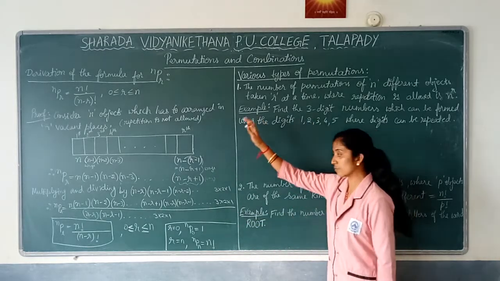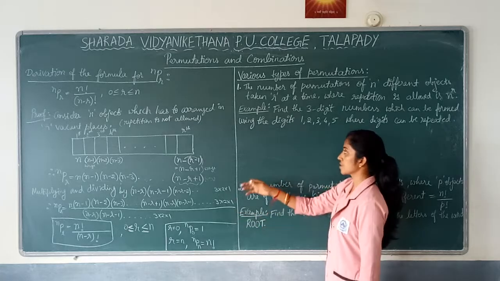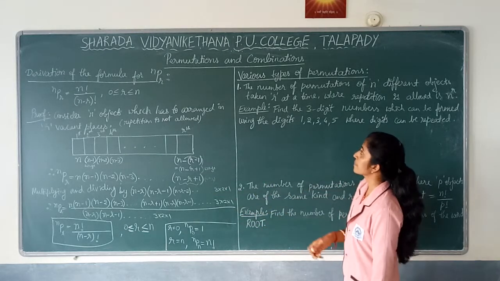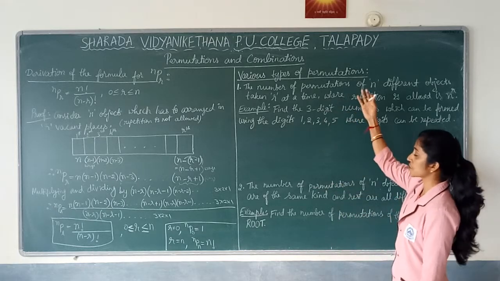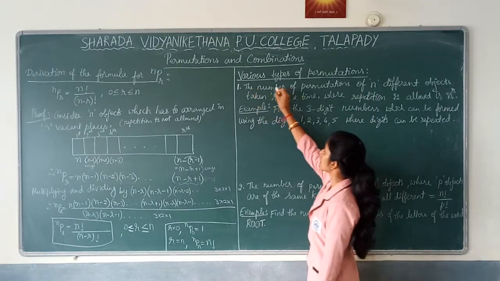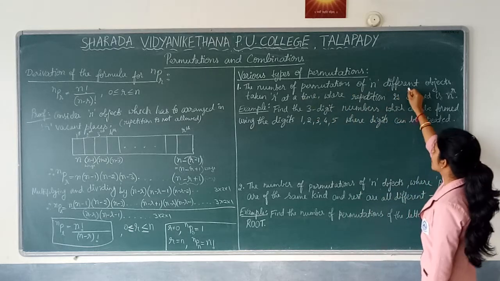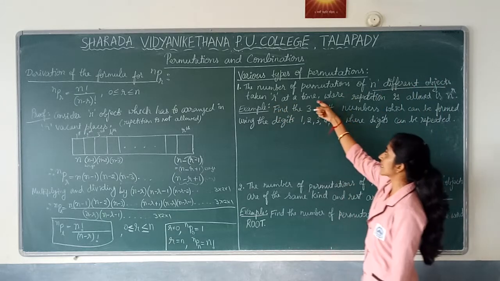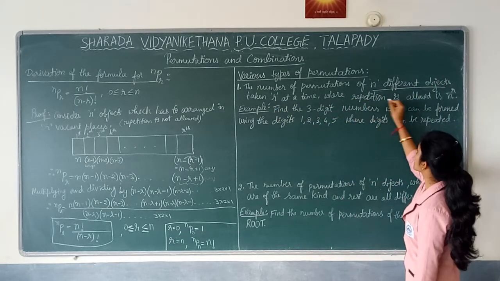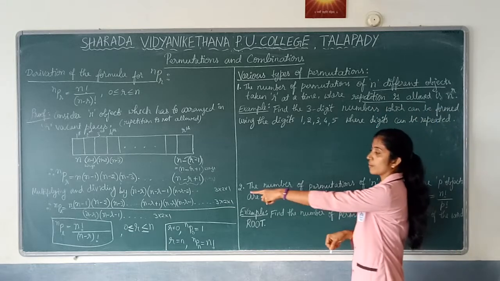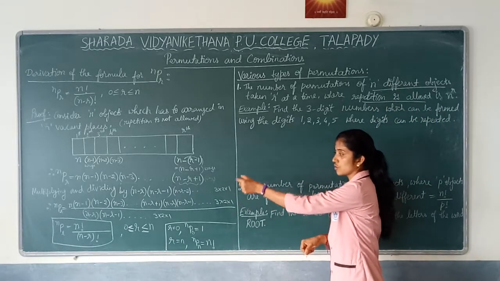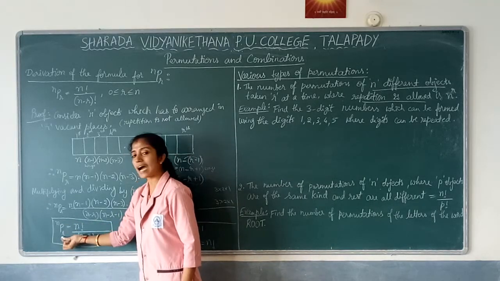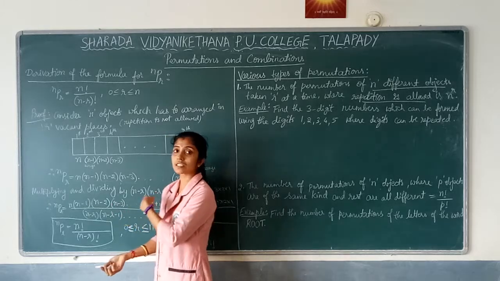Okay. Here we have seen the formula for permutations of n objects where r objects are taken at a time. Now see, various types of permutations are there. In that the first one is the number of permutations of n different objects. This is very important. n different objects taken r at a time and where repetition is allowed. See, same formula we had there, isn't it? That is also the formula to find number of permutations of n objects taken r at a time. But here repetition is not allowed.